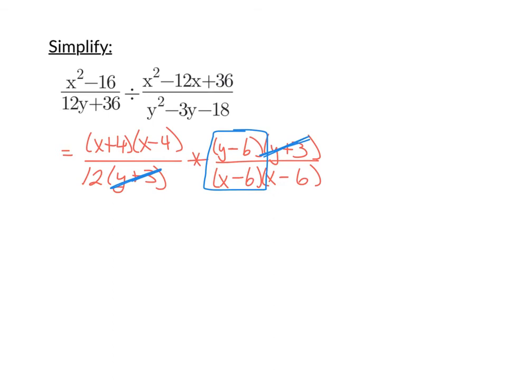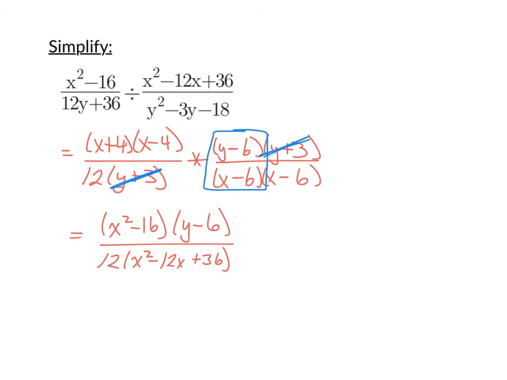So now what do we have left over? In the numerator, I have that x plus 4 times x minus 4, which was x squared minus 16. And there's also this y minus 6. In the denominator, there's a 12. And x minus 6 times x minus 6 was x squared minus 12x plus 36.